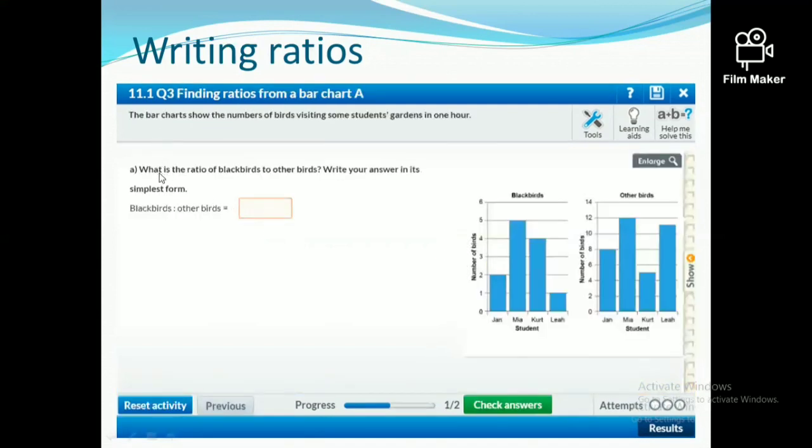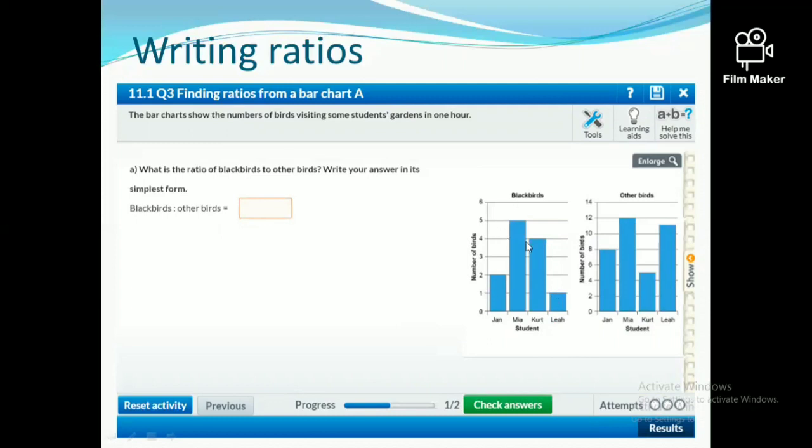In this question, the bar chart shows the number of birds visiting some students' garden in 1 hour. What is the ratio of the blackbirds to other birds? This is blackbirds and this is the other birds. Then we have to get the total blackbirds and total other birds count. Let's see. How many blackbirds are here? 2 in January, 5 in May, 4 in March, and 1 in April.